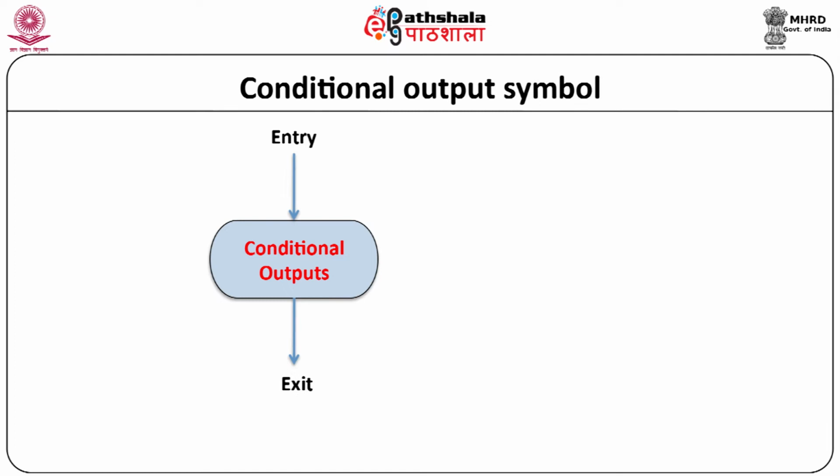The conditional output symbol is a modified ellipse or oval shape with one input line and one output line, as shown here. It contains the conditional output list. The conditional output depends on both the state of the system and inputs. Therefore, the conditional output signals are sometimes known as Mealy outputs.